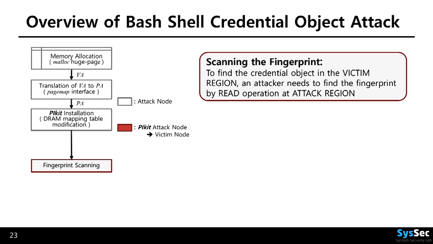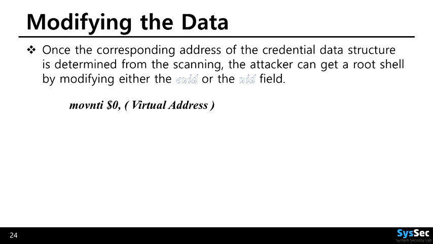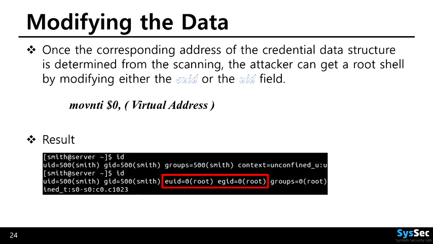So after finding that credential data, the attacker can overwrite the effective UID or UID with 0. 0 means root. This can be done by using a simple memory write instruction. In the paper, we used a non-temporal write instruction to bypass the caching. So this is the result. After overwriting the credential data, we were able to get a root shell.